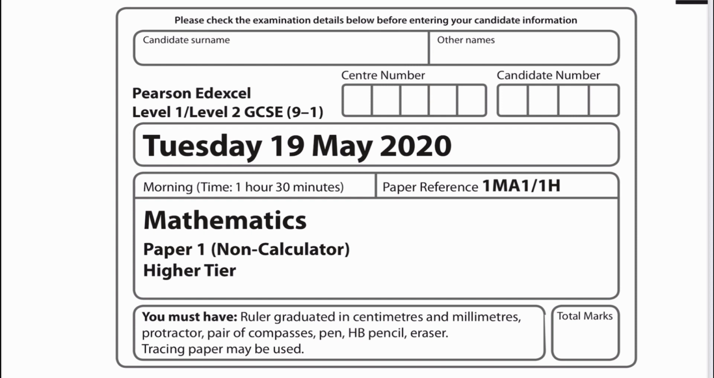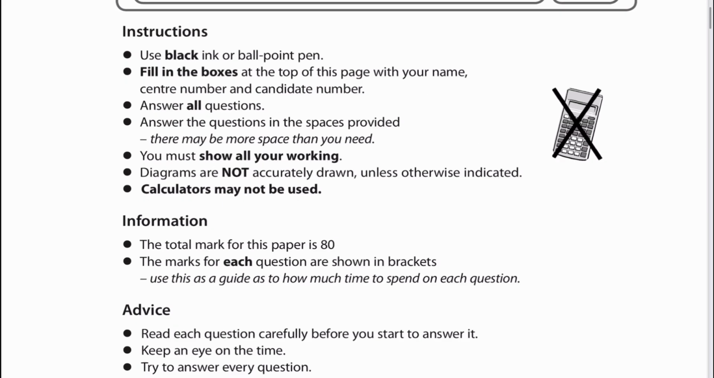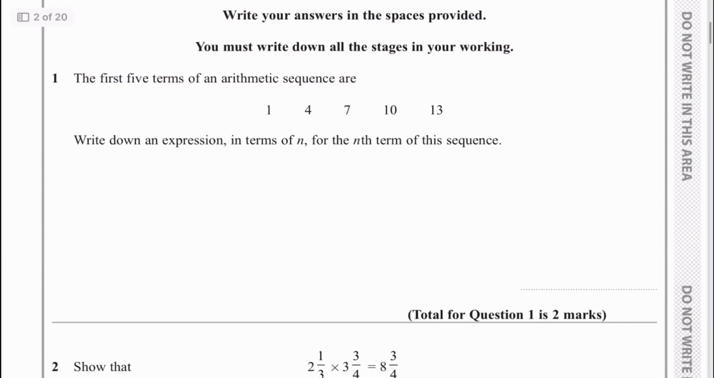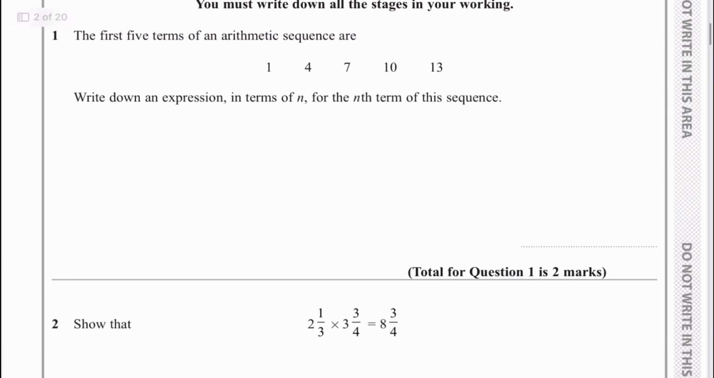Hi, in this particular video we're going to work through the June 2020 series for Edexcel, and it's the paper 1 non-calculator for the higher tier exams. So please do stop the video, have a go at each of these questions and then compare your solutions. So we'll go right ahead with question number 1, which is the first 5 terms of an arithmetic sequence are that.